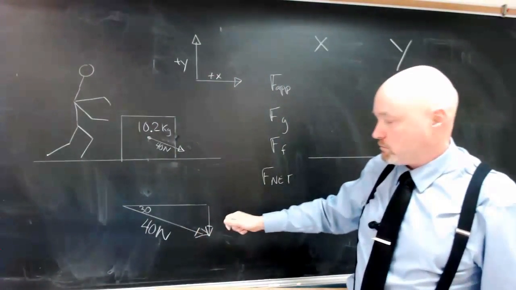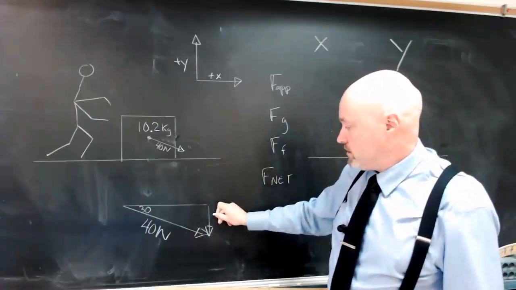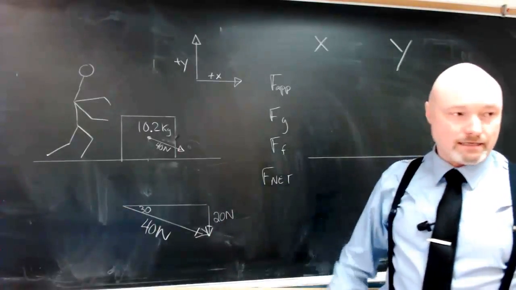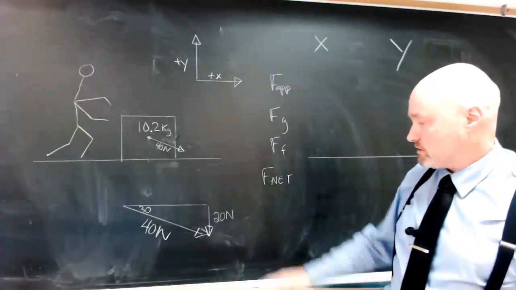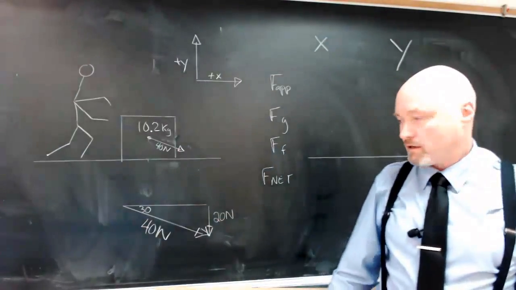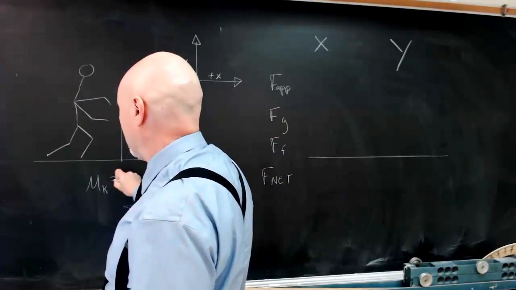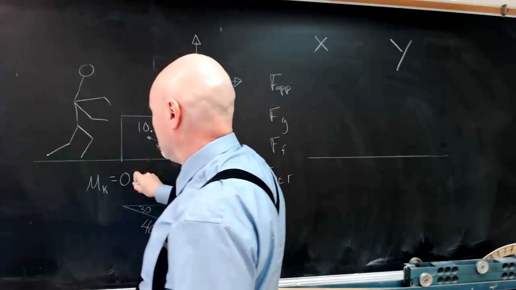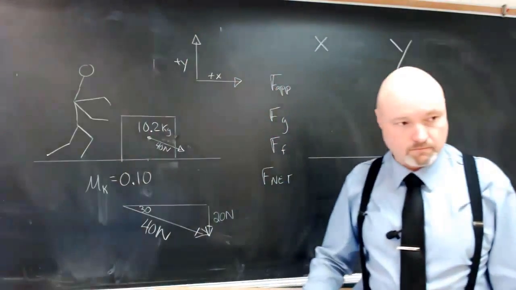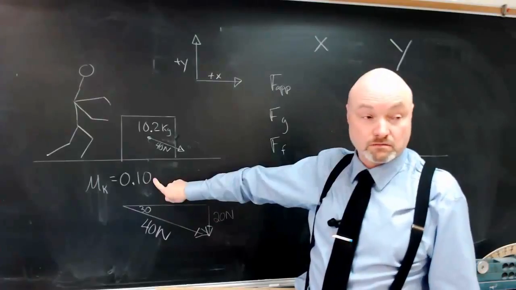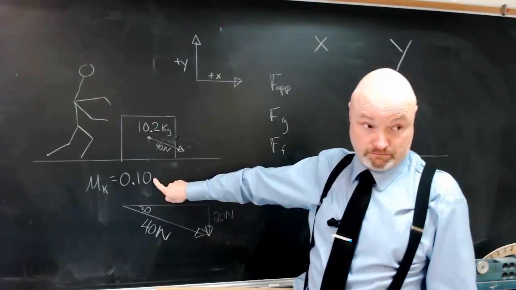Okay, this is 40 newtons here. 20 newtons are going to be directed into the ground, and so that's actually going to make this job a little bit harder, because what I didn't mention at the start was that the kinetic coefficient of friction was 0.1. To find the force of friction, you multiply the normal force by the coefficient of friction.